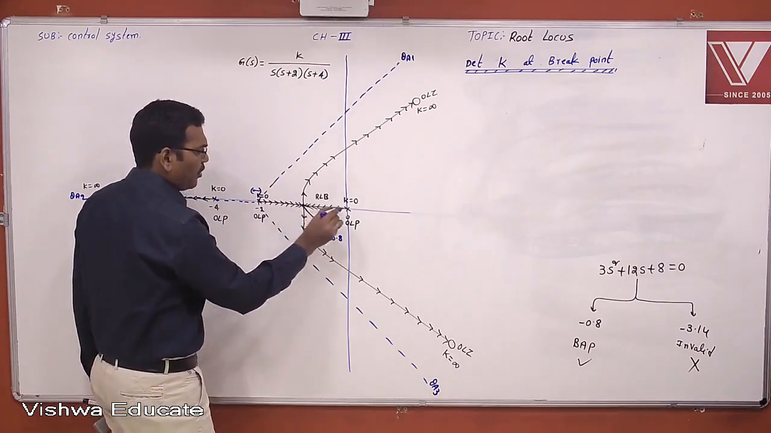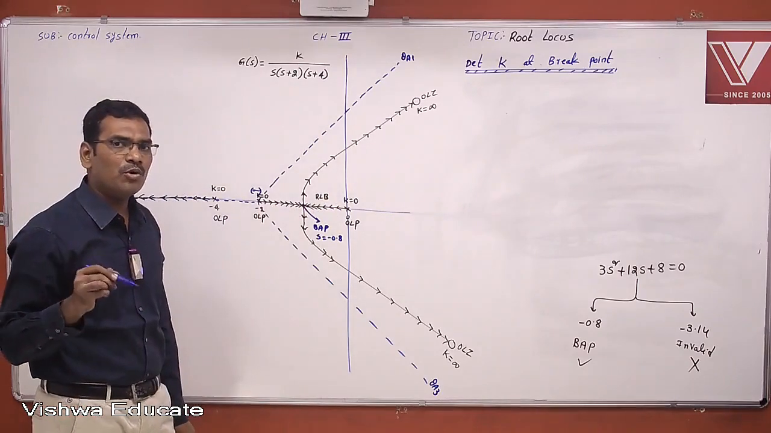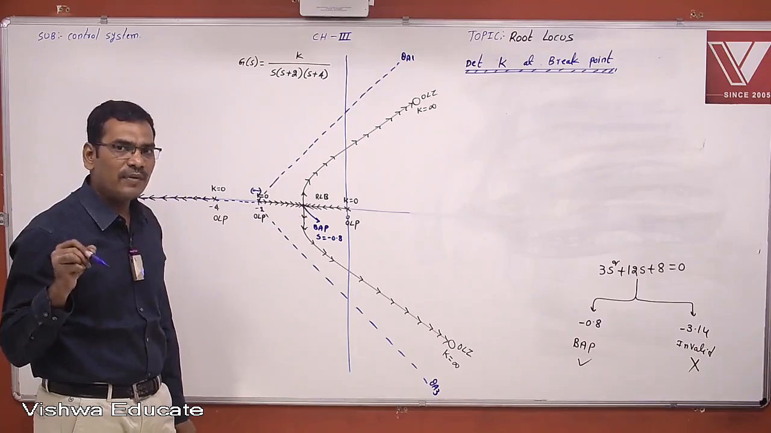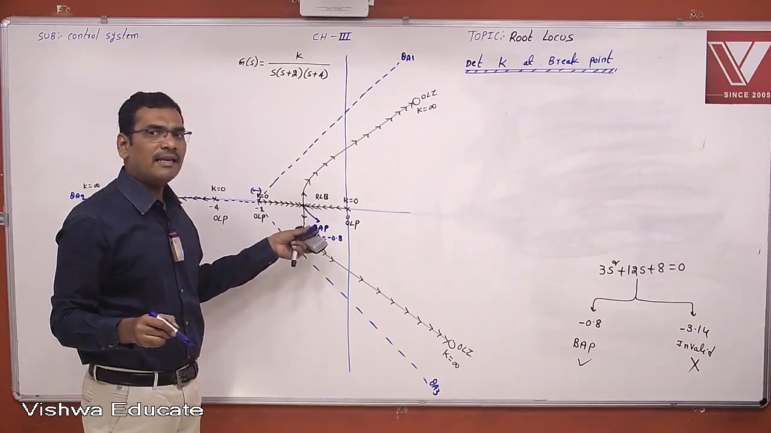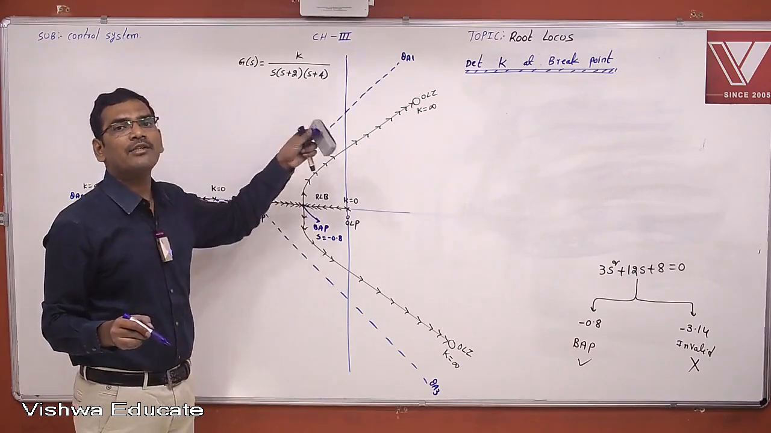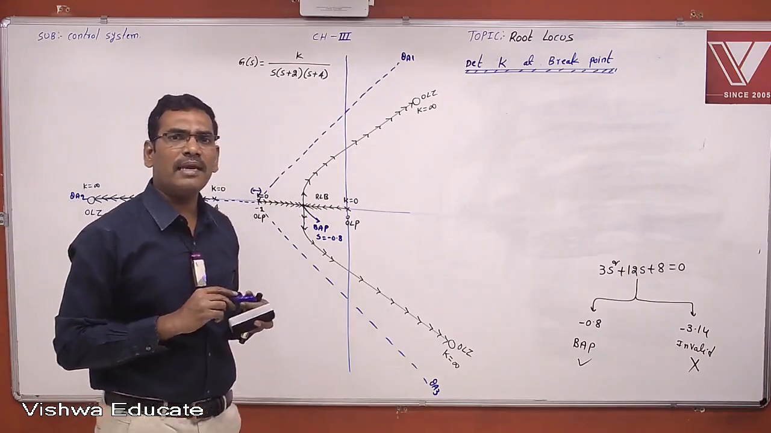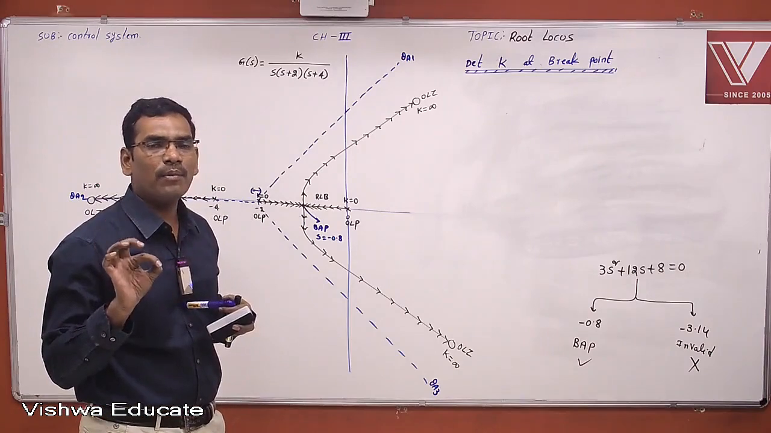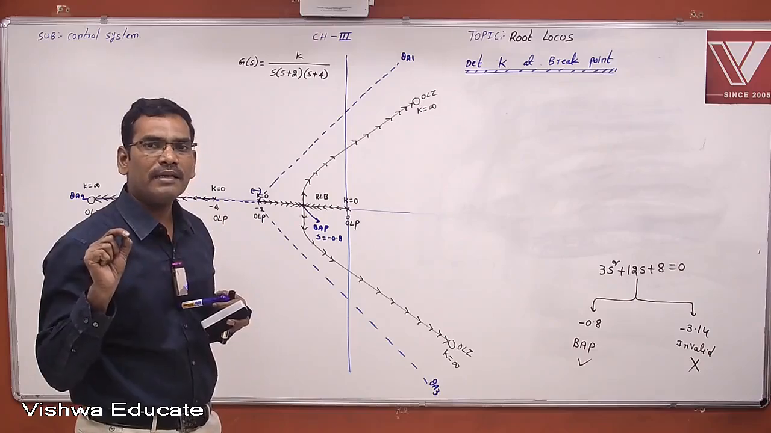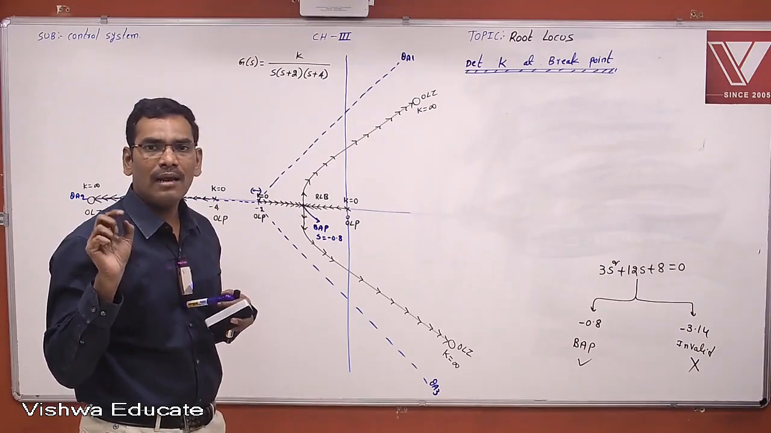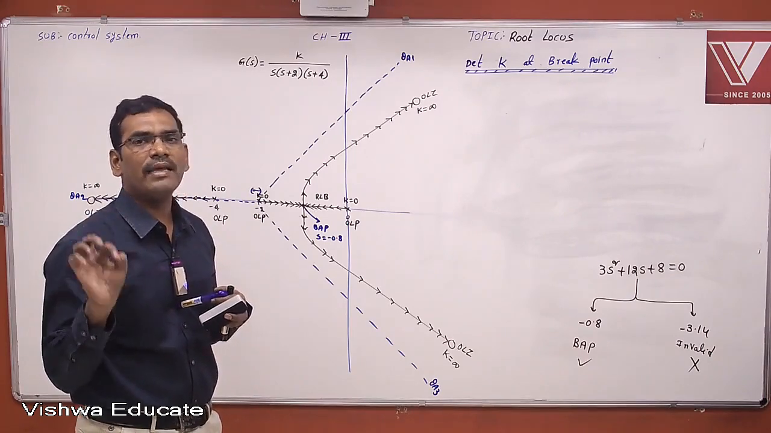Now, does this breakaway point lie on the root locus branches or not? Yes. If it lies on the root locus branches, definitely it will satisfy the angle condition. If the angle condition is satisfied, you use the magnitude condition to find the system gain. We can find the system gain K at any particular point by using the magnitude condition, provided that the particular point must lie on the root locus branches, which means it will satisfy the angle condition.